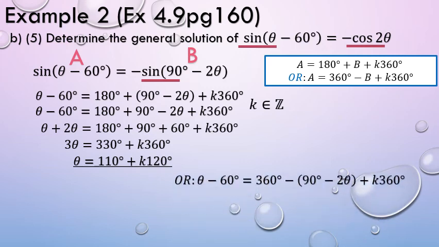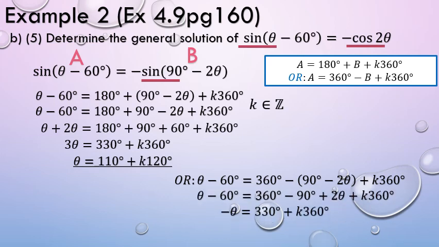Right, don't forget the OR side of the equation. A is equal to 360 minus B. Instead of A, we've written theta minus 60 degrees. Instead of B, we've written 90 minus 2 theta. We distribute the negative. We take our thetas all to one side, our degrees all to the other side, and we divide by that negative theta. We'll -1 to get theta is equal to -330.